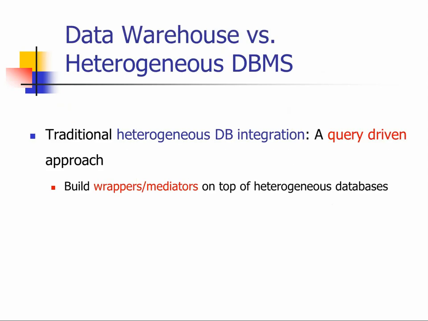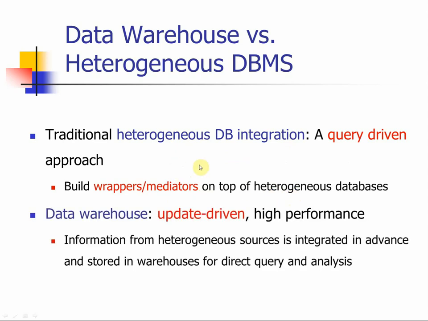Traditional heterogeneous database integration. If we want to understand the difference between a data warehouse versus the other kind of database, which is called heterogeneous database integration, it's basically a query-driven approach. You can build up wrappers and mediators on top of heterogeneous databases so that they can make queries from those databases quickly, combining many different kinds of things together. However, a data warehouse is update driven. It's a high performance model in which information from heterogeneous sources is integrated already.